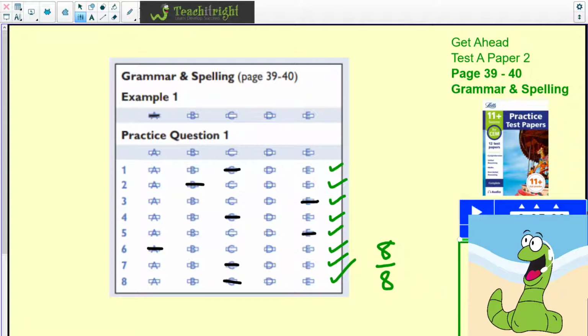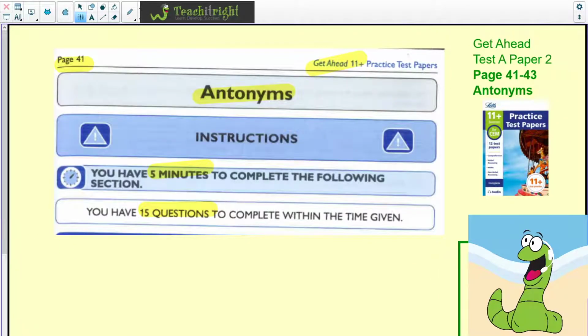Let's move on now to the last section that we're going to look at, and this is the antonyms section. It's on page 41 and it's still in the Get Ahead Test A, Paper 2. Now you'll need to time yourself for 5 minutes here.